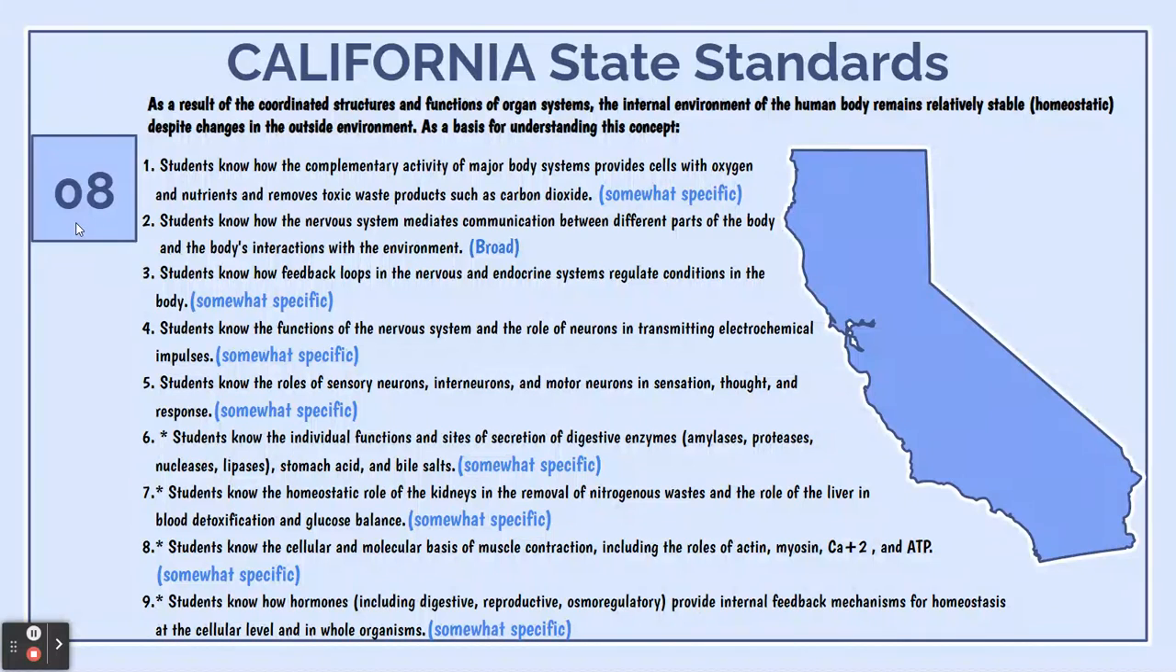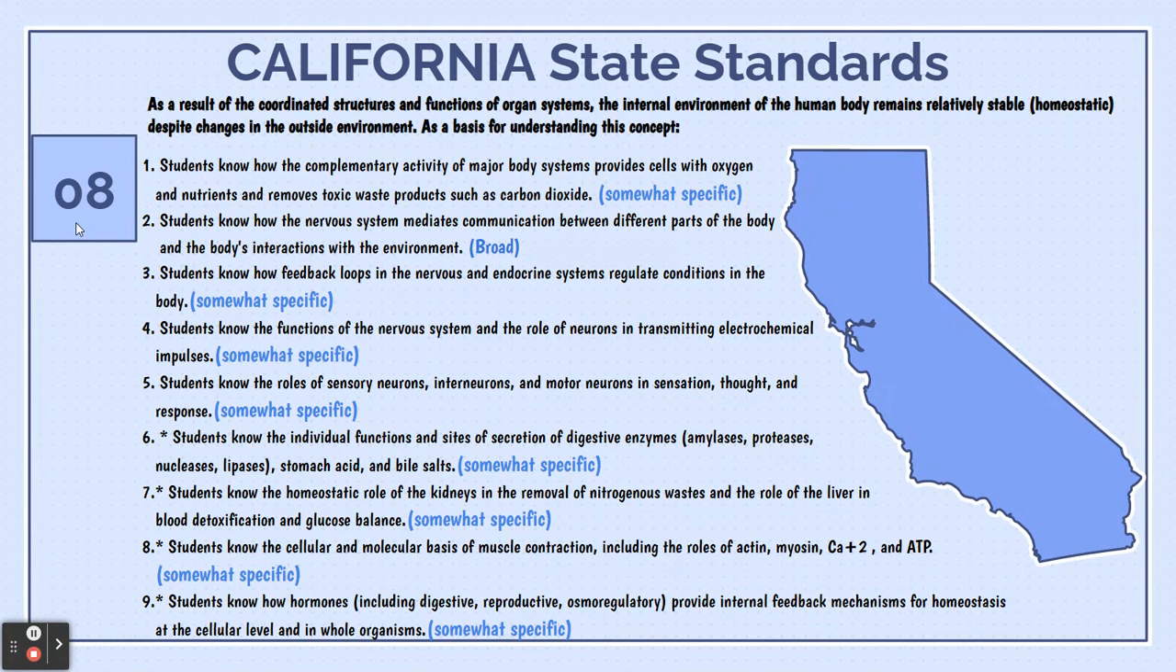So a lot of these are somewhat specific, and I put somewhat specific because they do include very specific things like nutrients and toxic waste, like carbon dioxide. So they give a specific. Then number 2, nervous system. Number 3, nervous and endocrine with those feedback loops again. So I'm seeing a trend here. They want all students to know about these feedback loops. For the nervous system, number 4, how the neurons transmit electrical impulses. That's specific, and that wasn't included in the other ones. So that is something that they need to know.